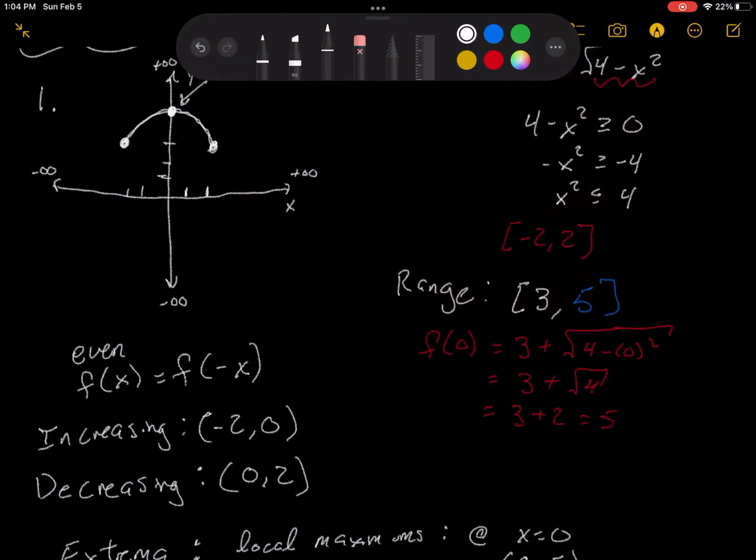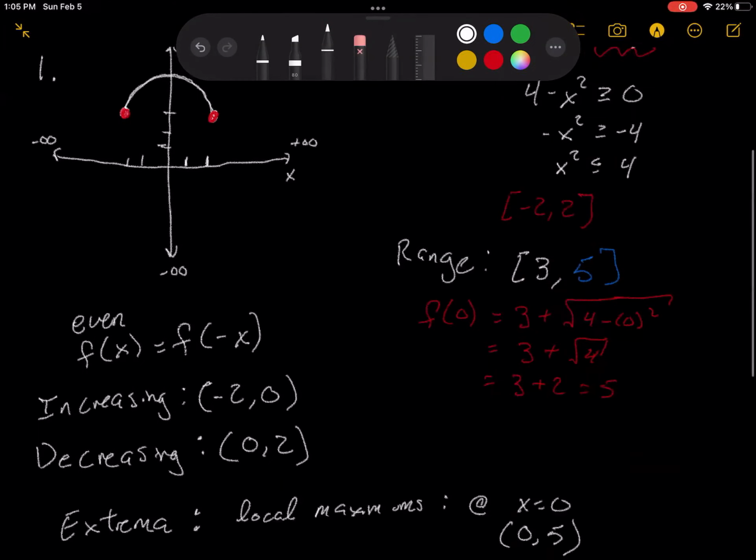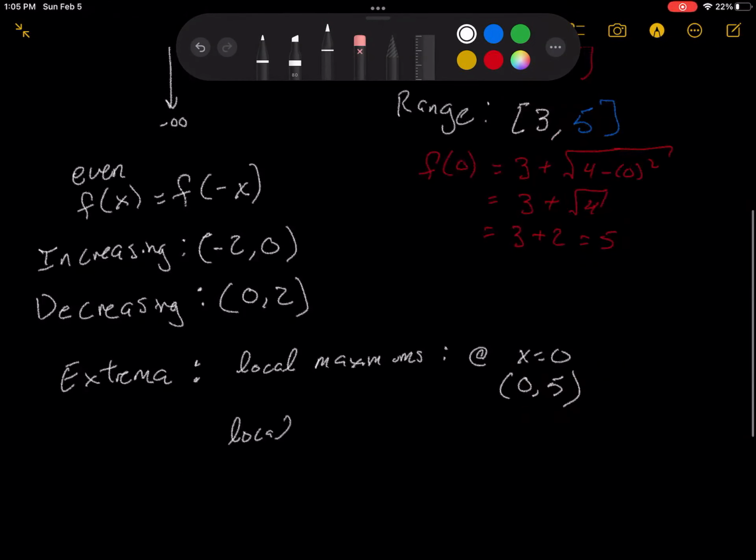All right, and where do we have local minimums? So I've got a local minimum here because that point is smaller than everything else around it, and here because that point is smaller than all of the other function values around it. So we have local minimums at (-2, 3) and at (2, 3).